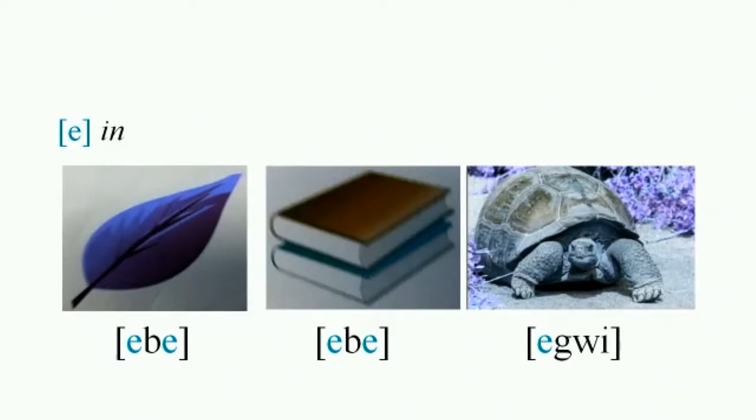Then you have the sound A. Remember, we are dealing with the sounds, not the letter sound. We have the sound A, which is found in the word ABiDi. That is leaves. And then the books you read, they are all ABiDi Edo. And then it is also found in gbare. Then we have the vowel group.